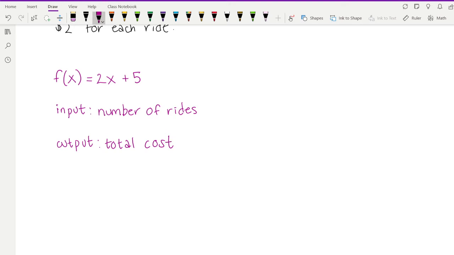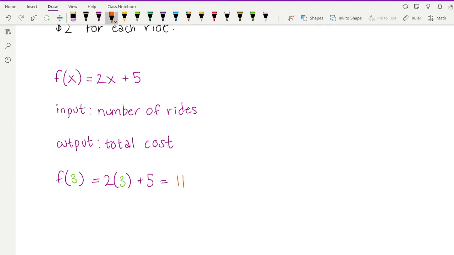And maybe just to do one quick example. For example, let's say you wanted to evaluate f of 3. So f of 3 would be equal to 2 times 3 plus 5. And so that would give us 6 plus 5, so that would be 11.